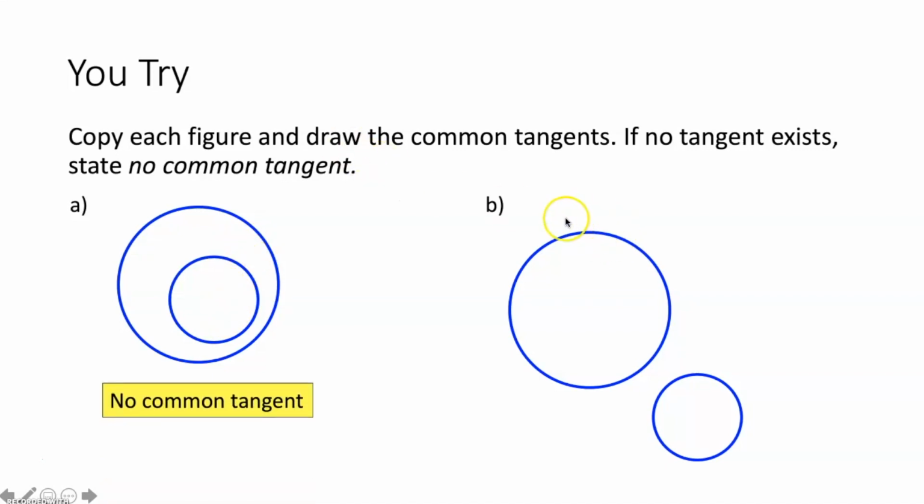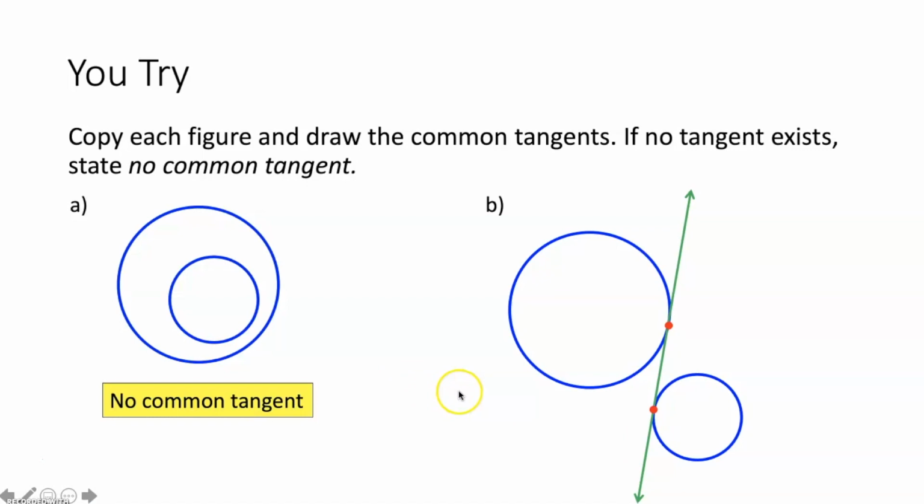Part B, doing the same thing, we're looking for common tangents between these two circles. So, is there a line or lines that we can draw that would be tangent to both circles at exactly one point? Yeah, there are several here actually. So if I were to draw a line intersecting the big circle at this point right here, and then continuing on to intersect this little circle at exactly one point right there, that would be considered a common tangent.